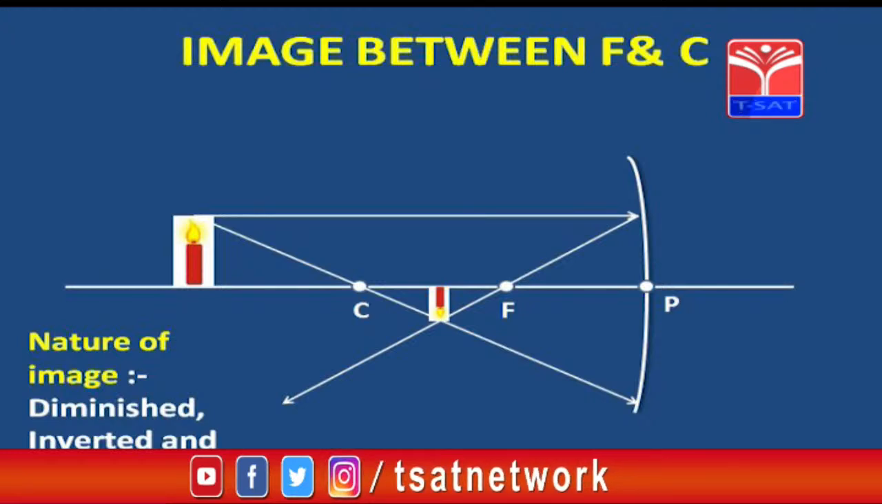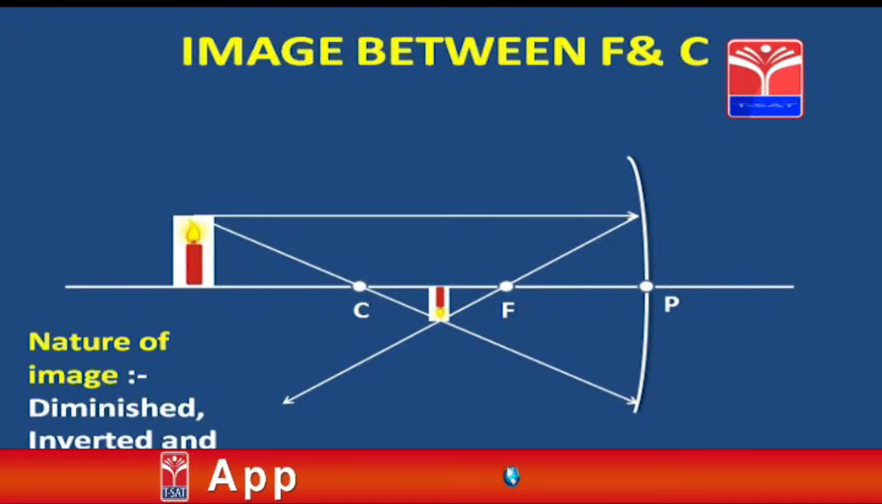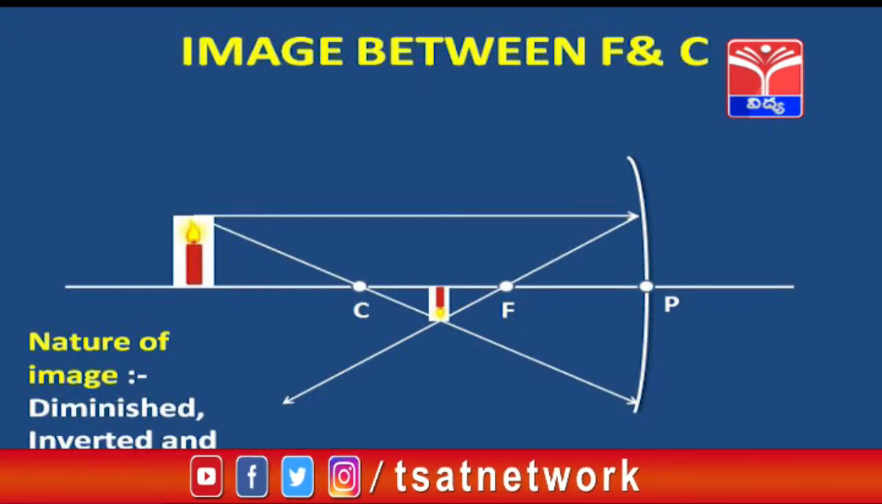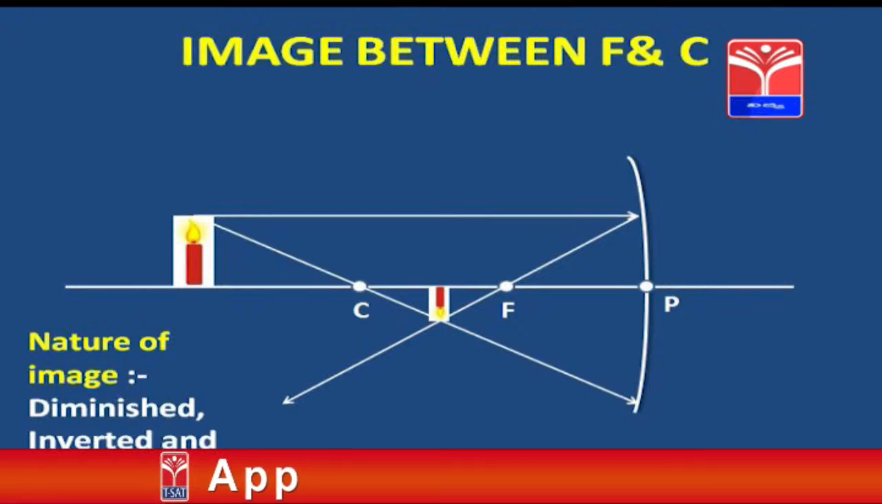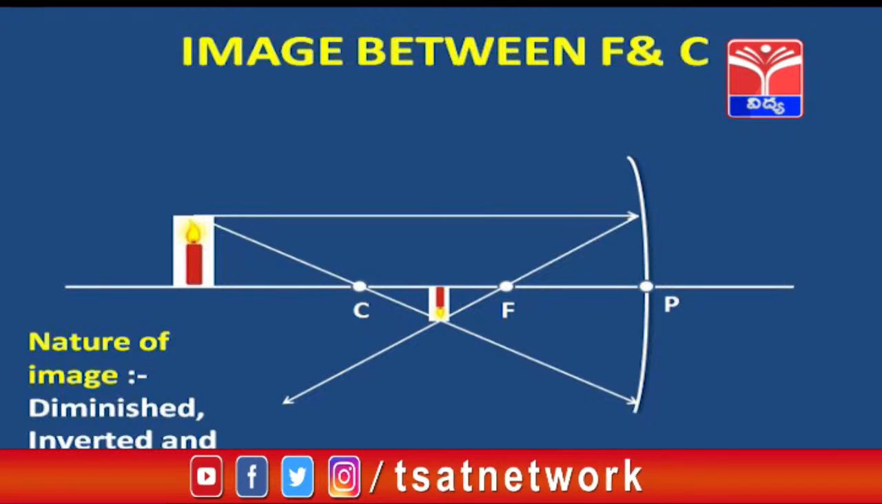Now, compare the image to the object, children. Yes, you see that the image size has diminished. It is still inverted and it is again a real image. Now, if you move the object farther and farther away from the center of curvature, then you will be getting a highly diminished image. As we have seen, as the object goes far away, the image gets closer and the size of the image gradually diminishes.